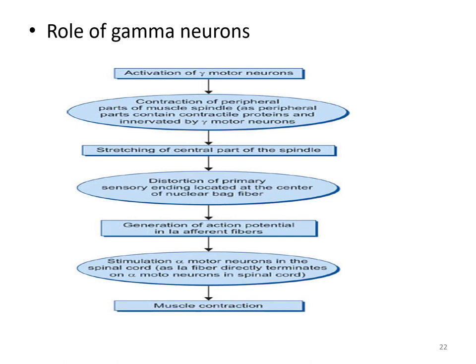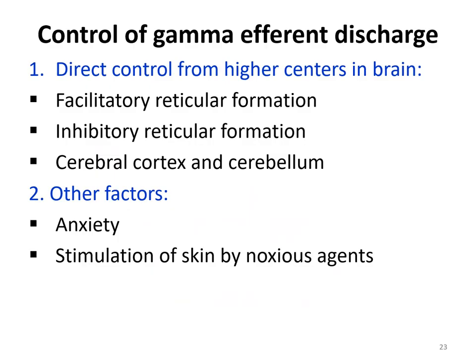Here, there is presence of endospiral nerve endings or the primary nerve endings, and they are stimulated with the generation of the receptor potential, leading to generation of action potential in type 1A afferent fibers, which go via the dorsal root into the spinal cord, then relaying on the alpha motor neurons in the anterior horn, and efferent fibers from the alpha motor neurons then going to the same muscle in which the gamma motor neurons were causing the contraction. The actions of gamma motor neurons can be modified by direct control from higher centers in the brain and by other factors.